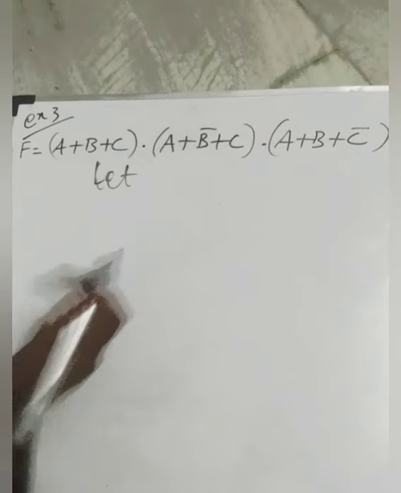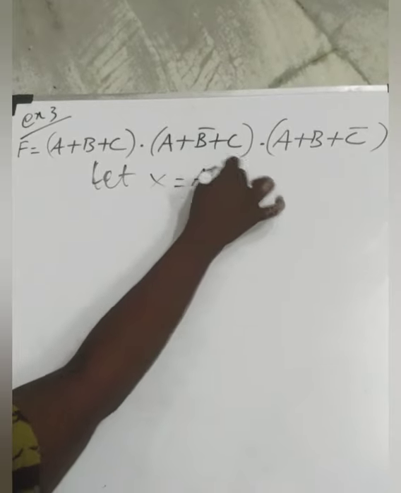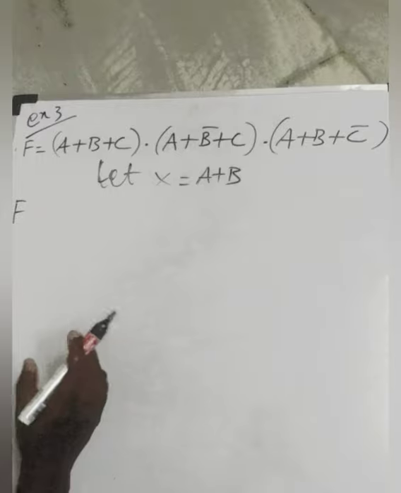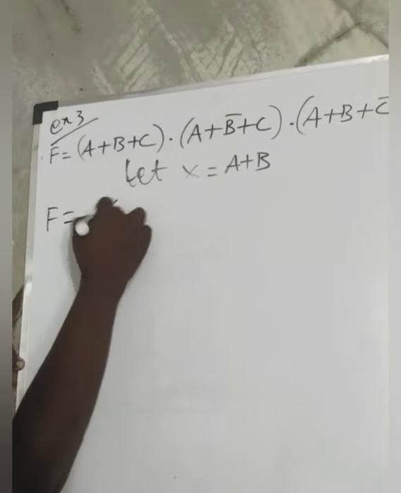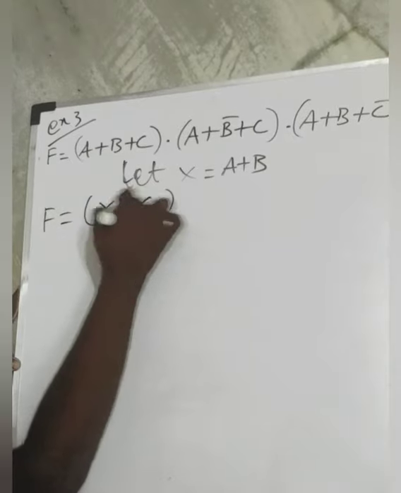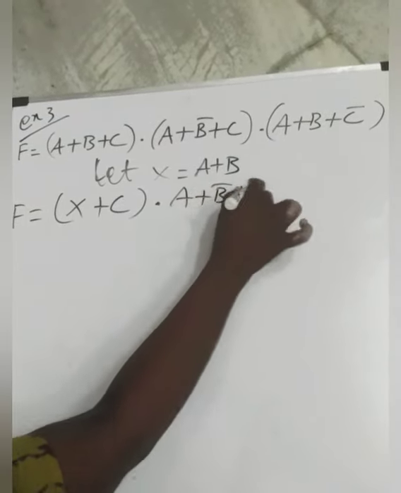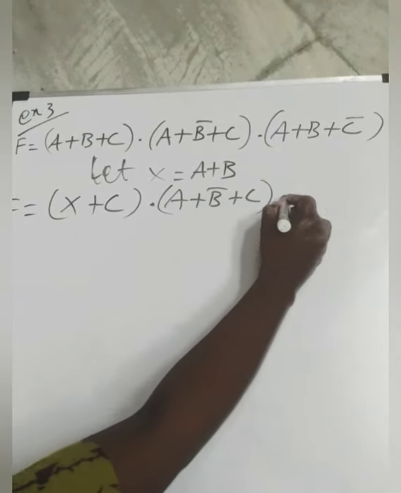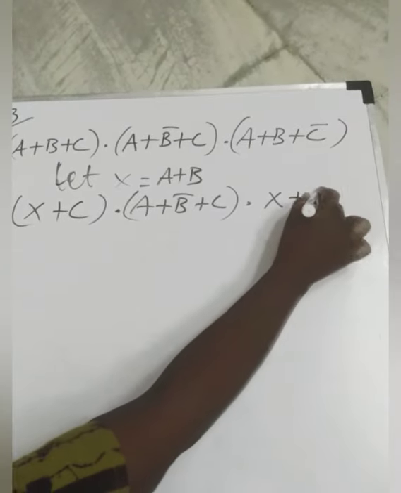So this is for our convenience, guys. Let X is equal to A plus B. Okay, so substitute X in terms of A plus B. So F is equal to X plus C into A plus B bar plus C into X plus C bar.